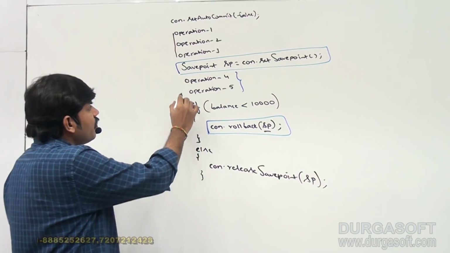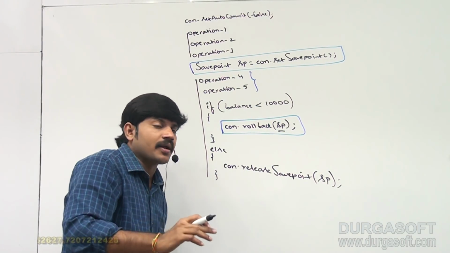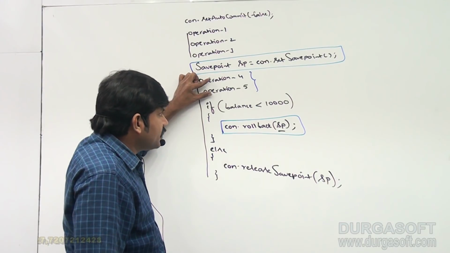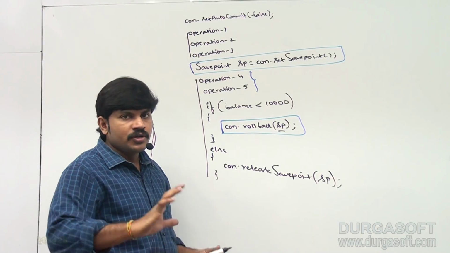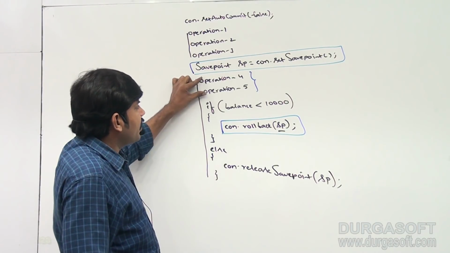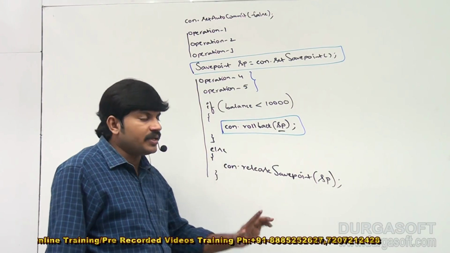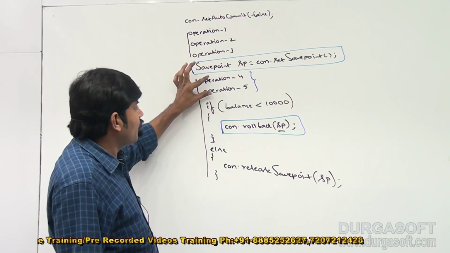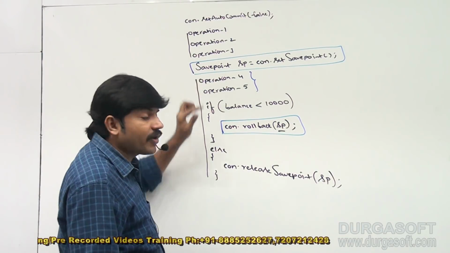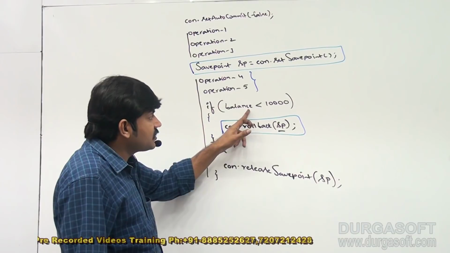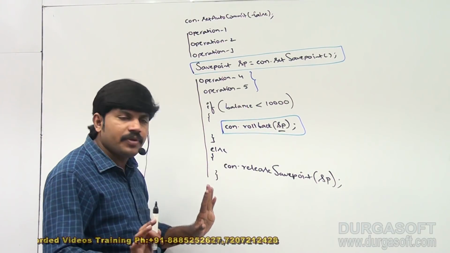Clear? So within the transaction, if you want to roll back a particular group of operations, then we can go for a save point. When will 4 and 5 be considered? If the balance is less than 10,000, 4 and 5 won't be considered. If the balance is greater than or equal to 10,000, then only 4 and 5 will be considered.